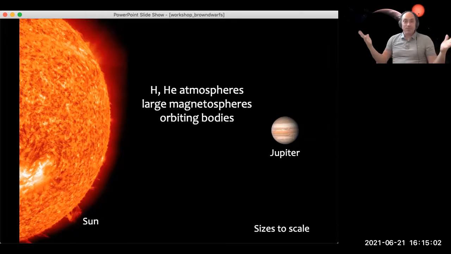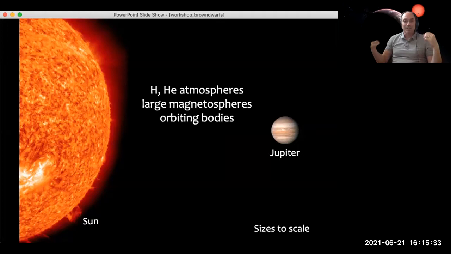So both of these objects actually are very similar in the sense that they're mostly made of hydrogen and helium. They both have very large magnetic fields around them that are generated from the interiors of their objects. And they also have things that orbit around them. So Jupiter obviously orbits around the sun, but Jupiter also has its own system of moons that orbit around it. So taken from these perspectives, Jupiter and the sun are very similar kind of objects, made of the same stuff. They both have orbiting objects.